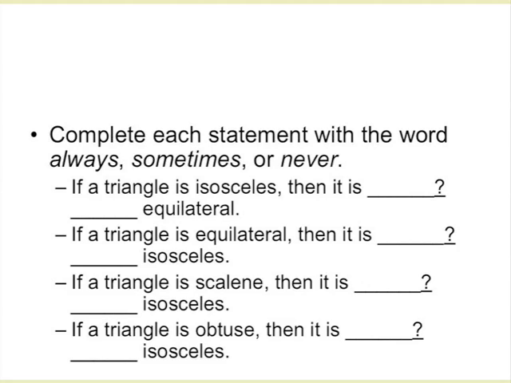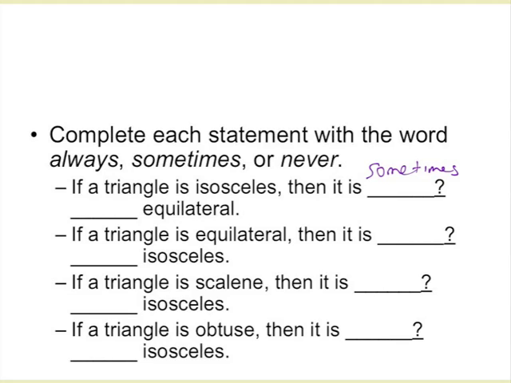So if at least 2 sides are congruent, are all 3 sides congruent always, sometimes, or never? Sometimes. Sometimes a triangle could be both isosceles and equilateral. If all 3 sides are the same, that triangle is both isosceles and equilateral, because isosceles is at least 2 sides.